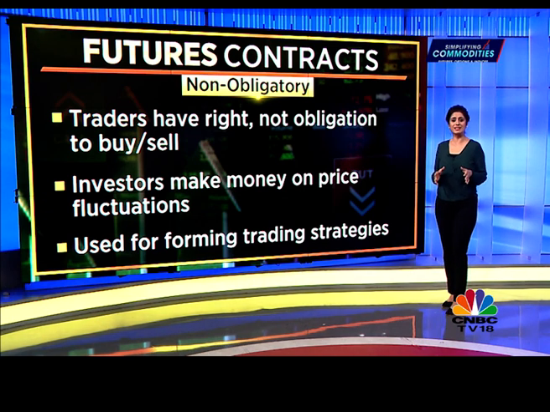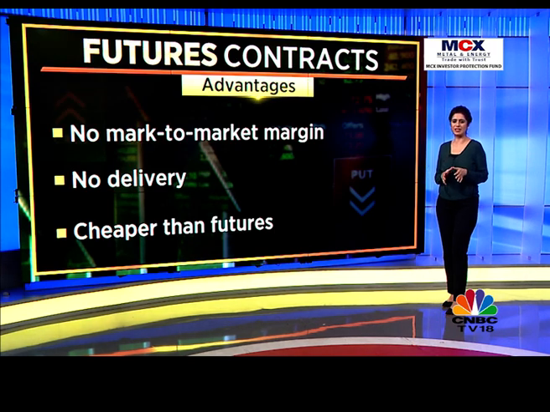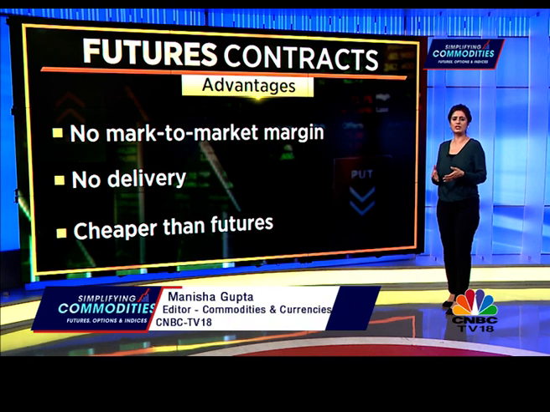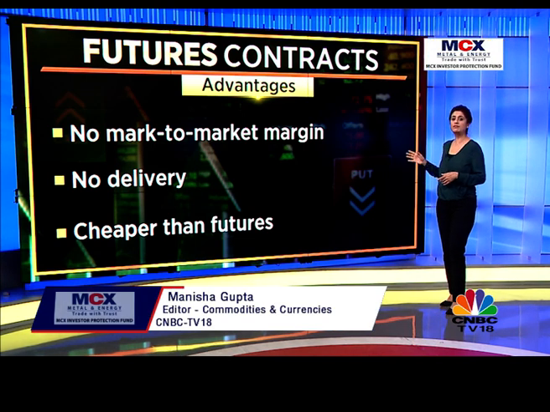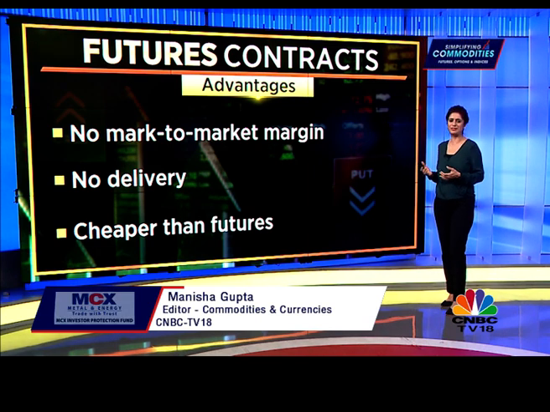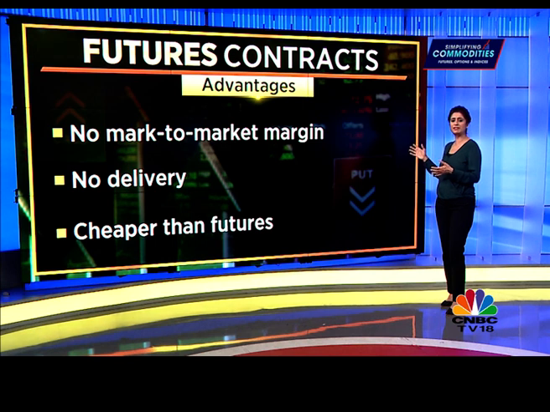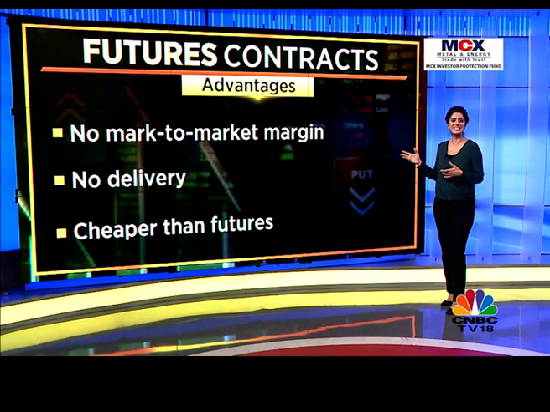So what are the advantages of commodity options contracts? Since commodity option contract buyers pay a premium for these contracts, they are not required to maintain mark-to-market margins. In futures, though, the stakes are way higher as they involve compulsory delivery. Options work out cheaper than futures contracts in terms of returns and risk mitigation, as one only has to pay the premium.